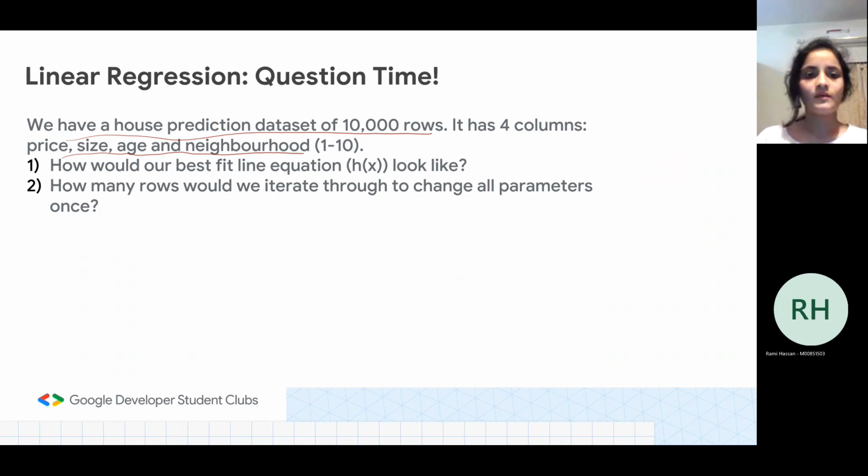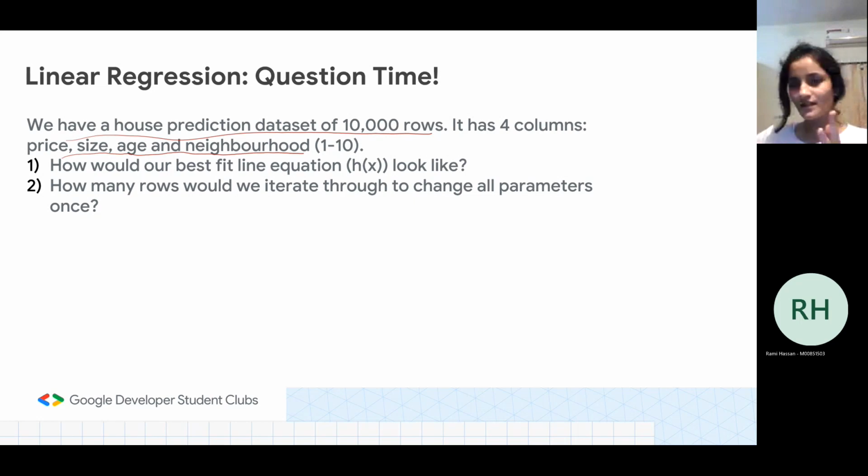Okay. So can anyone tell me how h of x would look? How will the equation be with these three parameters? I mean, these three inputs. Does anyone know? Sorry, I don't know. Okay, it's okay, no idea. Yeah, it's okay.